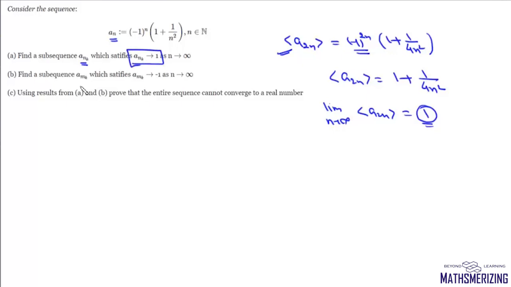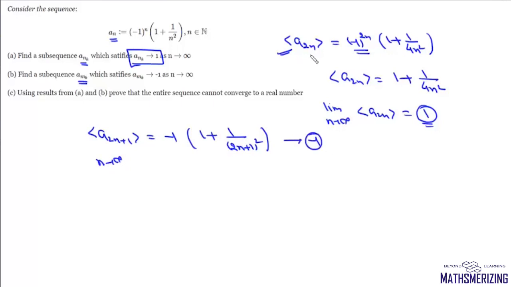Now the next one is: find a subsequence amk which satisfies amk equals minus 1. Now if we take this subsequence a2n plus 1, then we'll get minus 1 into 1 plus 1 upon 2n plus 1 whole square. Now if we take this limit as n tends to infinity, we'll get this limit as minus 1. So the sequence of even terms converges to 1, and the sequence of odd terms converges to minus 1.